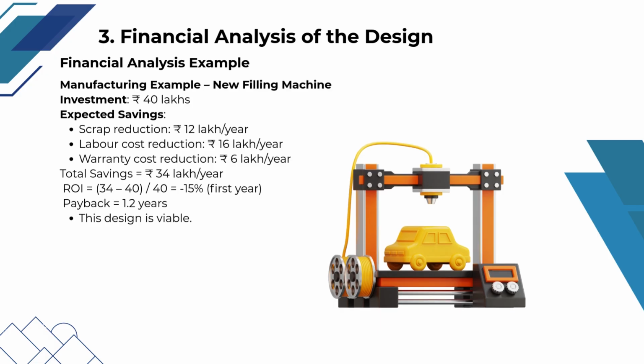For example, in manufacturing, a new filling machine requires an investment of 40 lakh. Expected annual savings include 12 lakh from scrap reduction, 16 lakh from lower labor costs, and 6 lakh from reduced warranty claims, totaling 34 lakh per year. Calculating ROI as (34 − 40) / 40 gives minus 15% in the first year, while the payback period is approximately 1.2 years. Despite the initial negative ROI, the short payback period indicates that the design is financially viable and worthwhile for implementation.